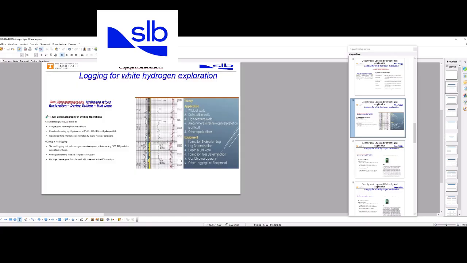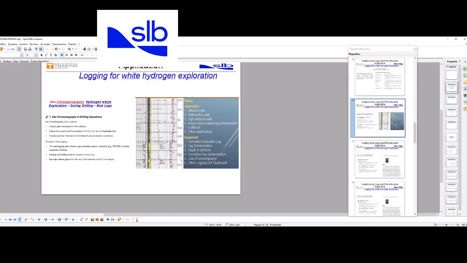Gas chromatography in drilling operations is used to analyze gas returning from the wellbore, and to detect and quantify light hydrocarbons, H2S and hydrogen. It provides real-time information on formation fluids and reservoir conditions. We also have the setup in the mud log.